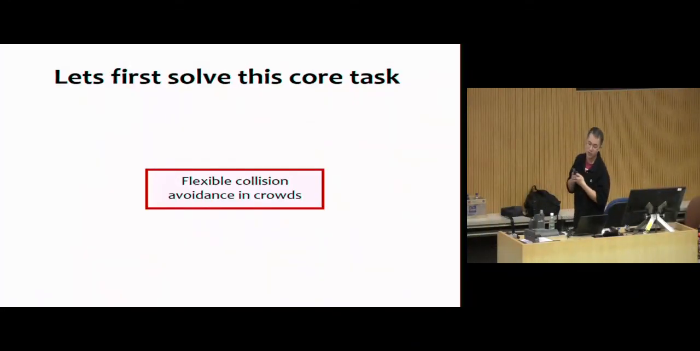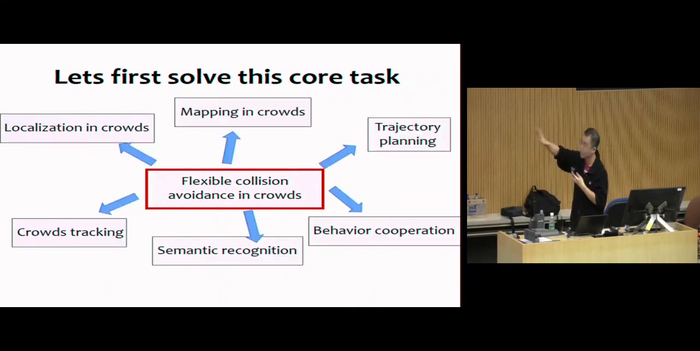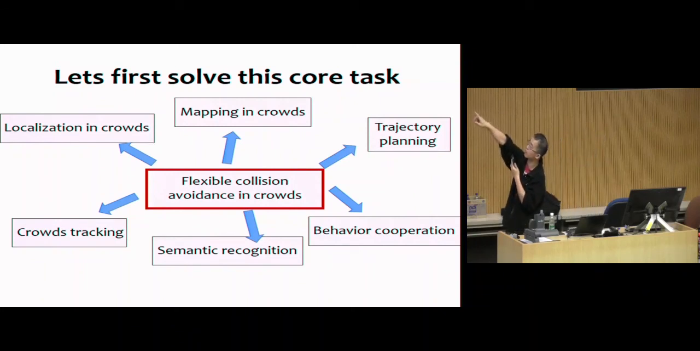So we think that flexible collision avoidance in dense crowds is the core of this problem. If we can solve this well enough, then we can solve all the challenges in dense crowd navigation, including localization, mapping, behavior cooperation, planning, and so on. In this talk, I will give you several examples, including localization, mapping, and behavior cooperation.